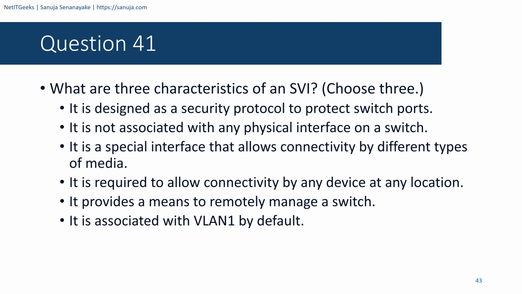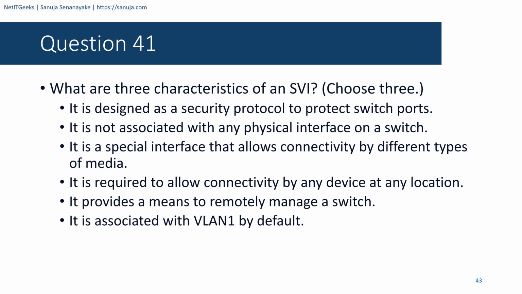The options include: it is designed as a security protocol to protect switch ports. It is not associated with any physical interface on a switch. It is a special interface that allows connectivity by different types of media. It is required to allow connectivity by a device at any location. It provides a means to remotely manage a switch, and it is associated with VLAN 1 by default. So what are the 3 things that are true about SVIs, or switch virtual interfaces, in Cisco devices especially?